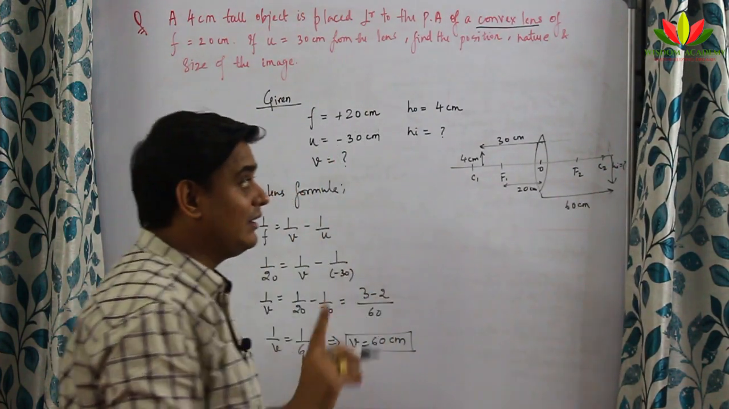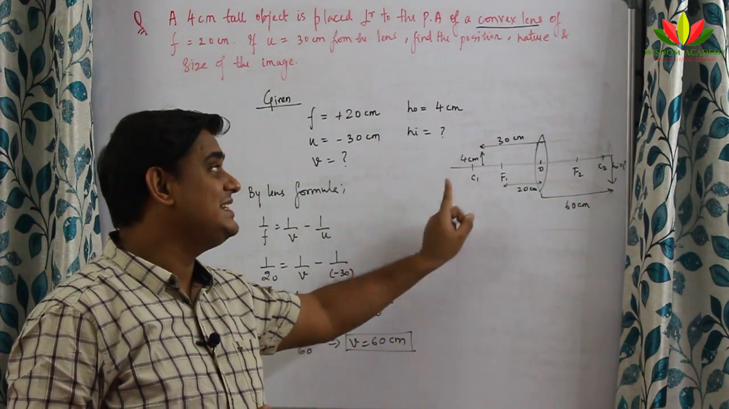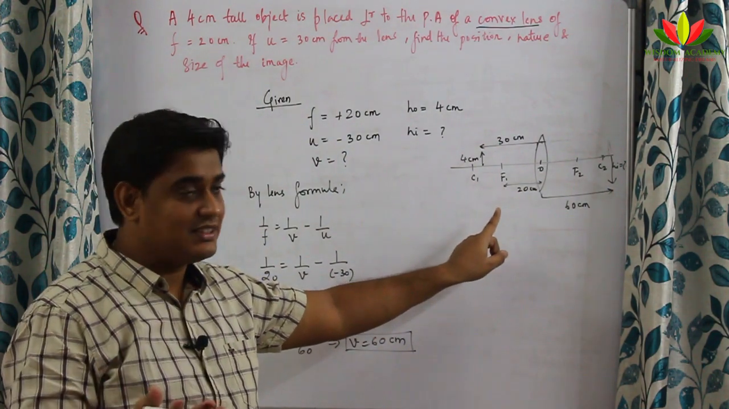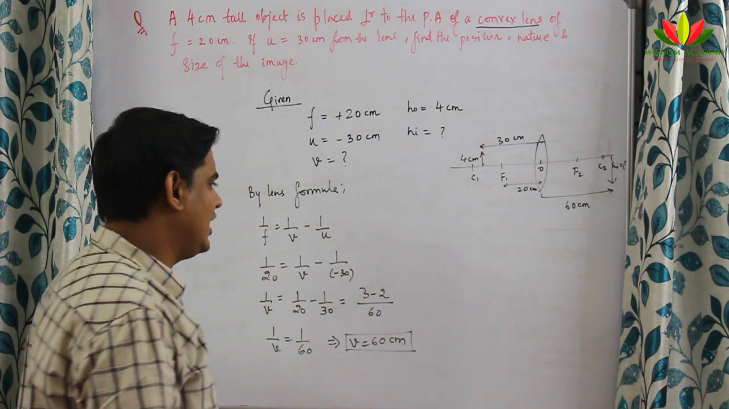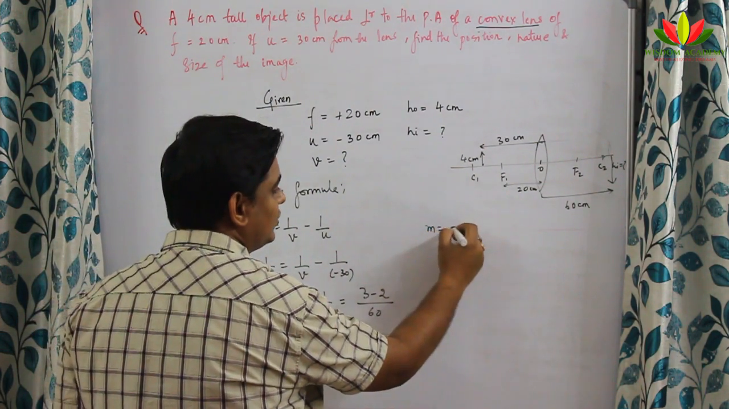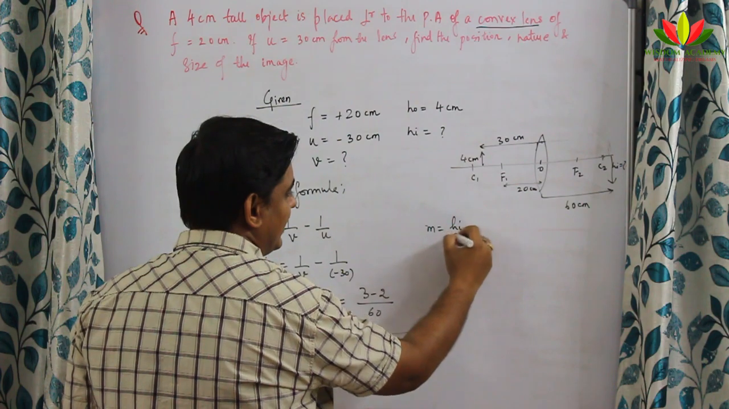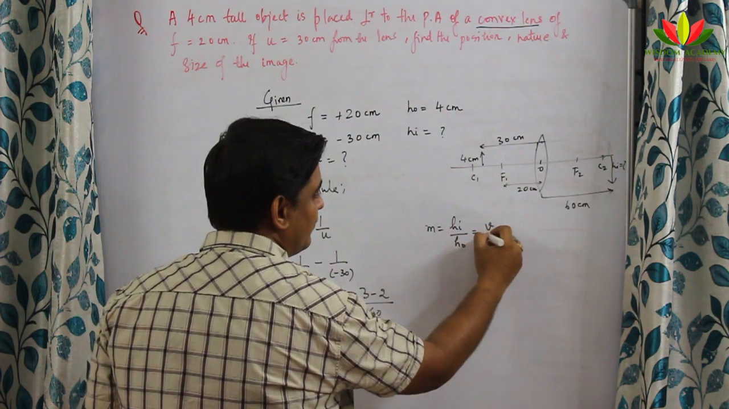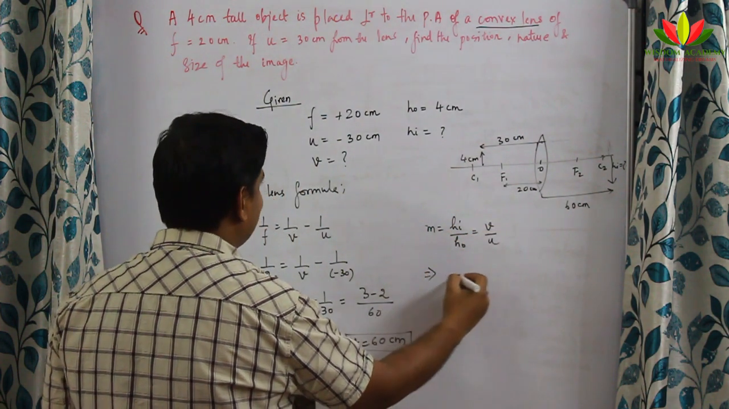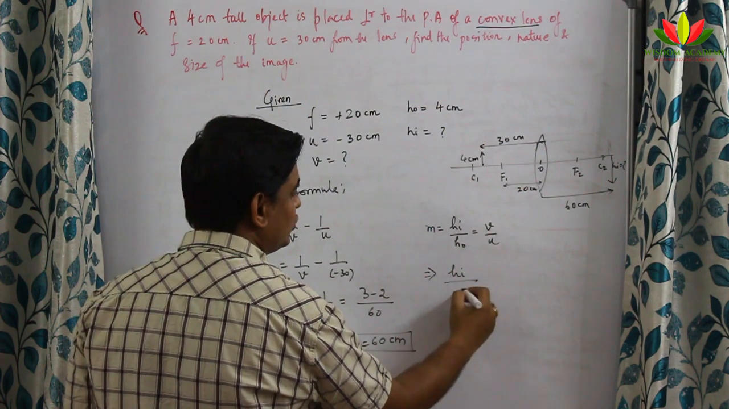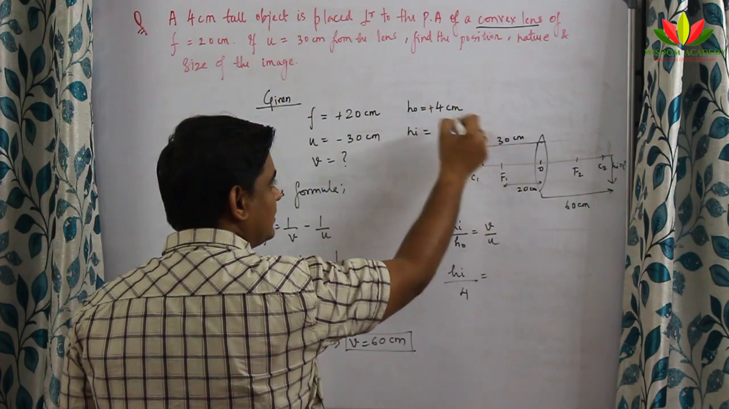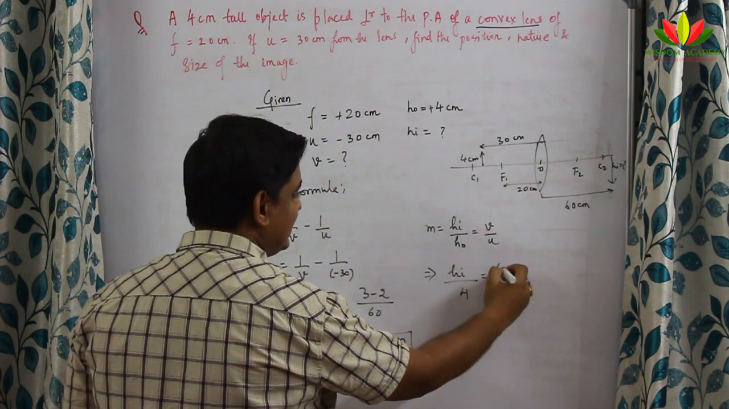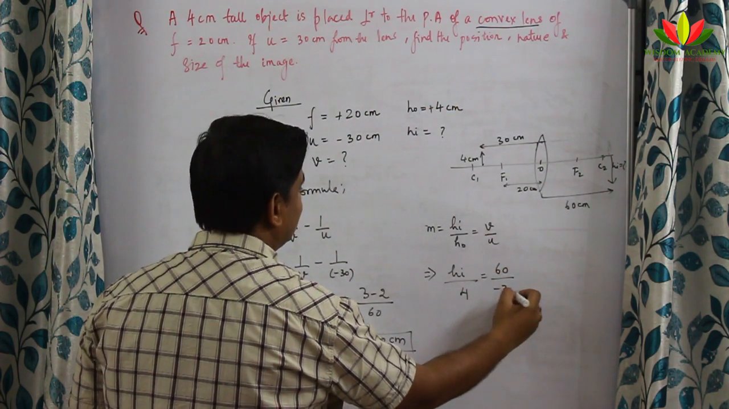One thing we know that when the object is placed between C and F, image will be beyond C, that we came to know. It will be enlarged, so it will be more. Let us see how it will be more. So M is equal to HI by HO is equal to V by U. So what is HI that you want to find? What is HO? 4 centimeter. It will be plus because it is straight. V is 60 and U is minus 30.